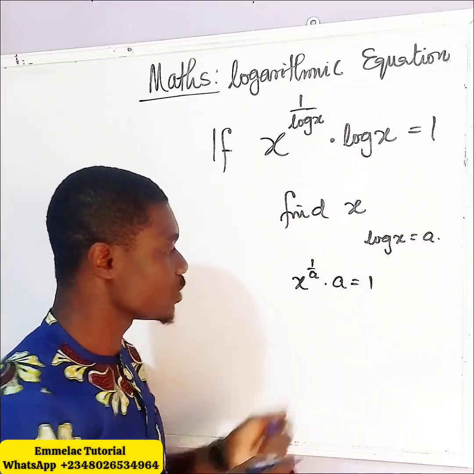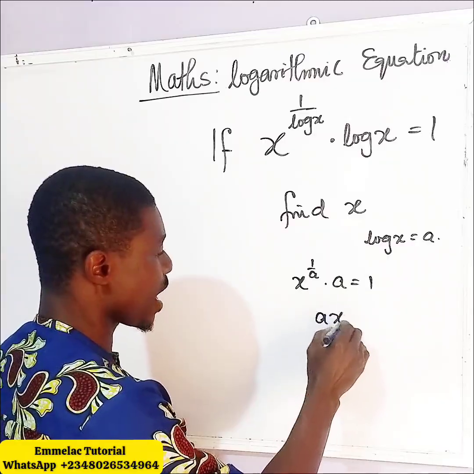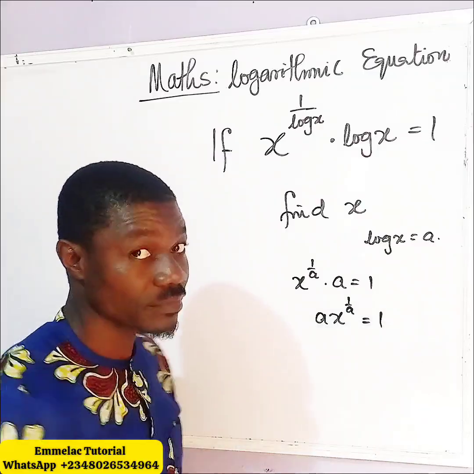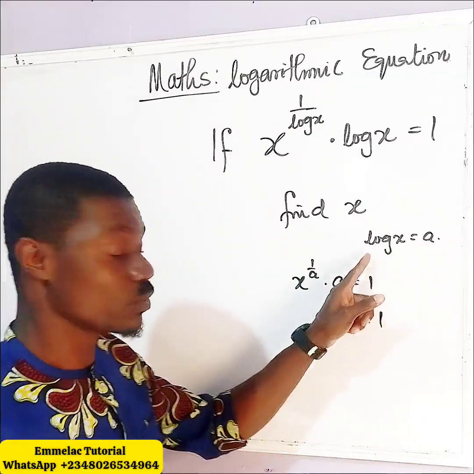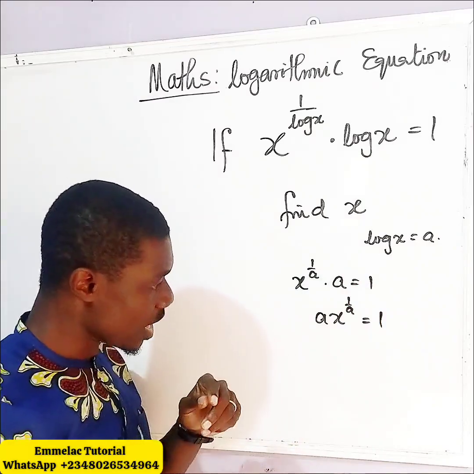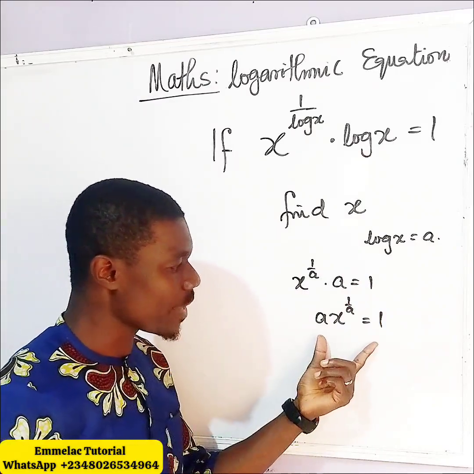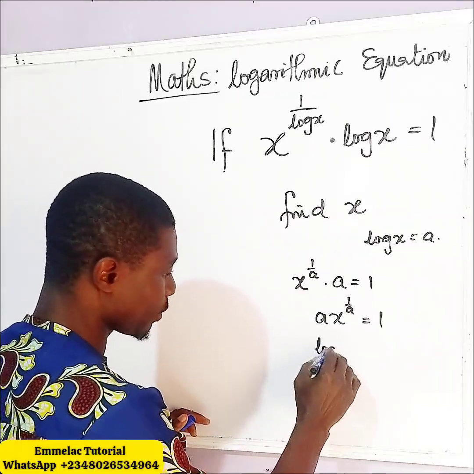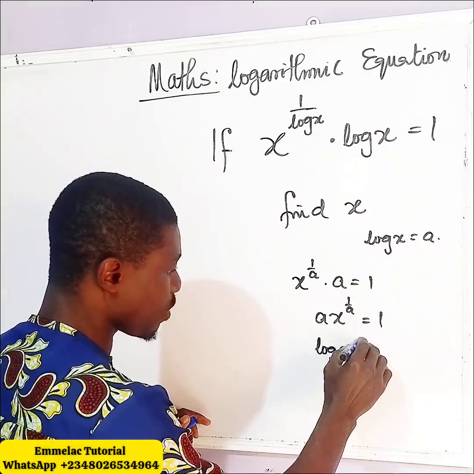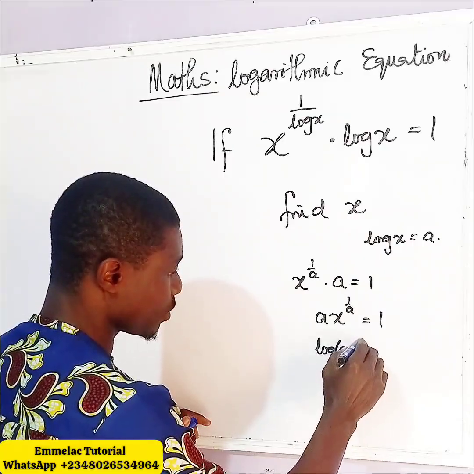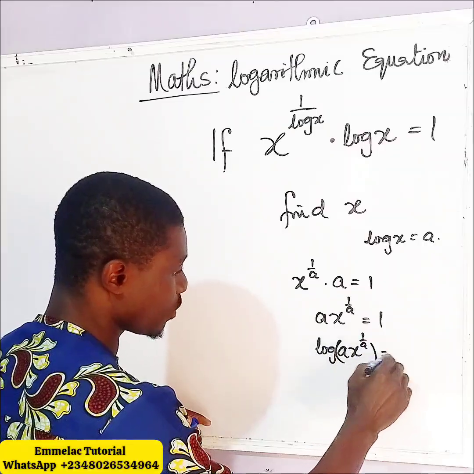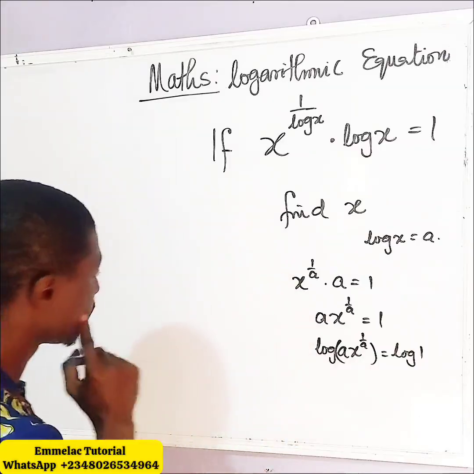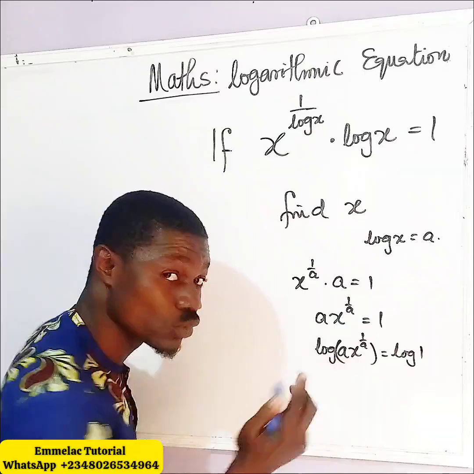And when we multiply this, we end up having a times x raised to the power of 1 over a, equals 1. Remember that we are dealing with log. So to this end now, let us apply log to both sides of the equation. So here you have log of a times x raised to the power of, take note, 1 over a, equals log 1.